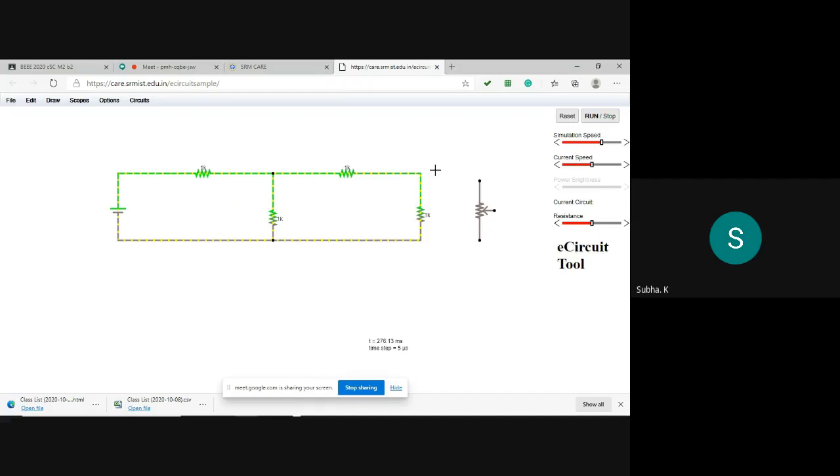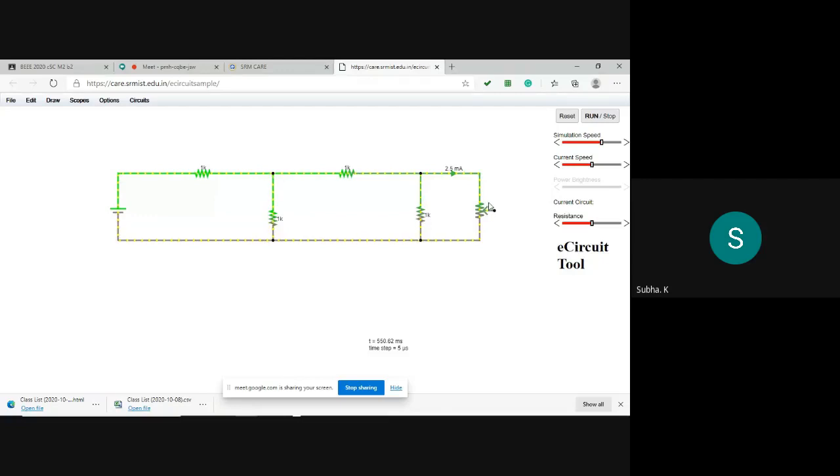Here I'm adding an ammeter. I'm connecting it with a wire. If you want, you can connect a voltmeter, no problem. That's all, my circuit is over. Again, you can check that the current flow is smooth, so there is no bad connection.